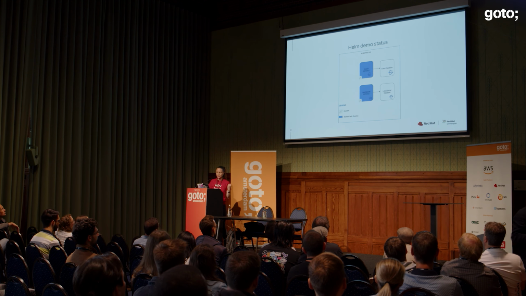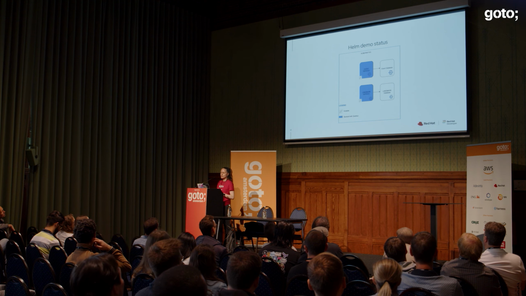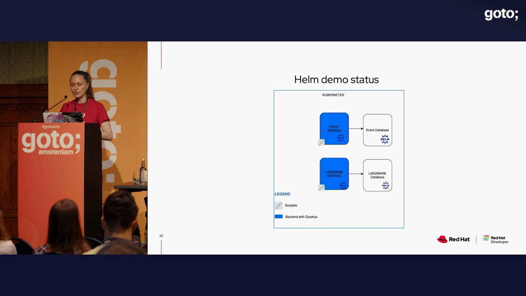Now, if we're looking at our Helm demo status, we have 2 microservices deployed, each of them having their databases. But if I'm going to scale this, especially the landmark one, if I'm going to use Helm with the scaling, it's going to be a little bit challenging. How scaling is going to work, especially from the stateful set perspective of the databases.